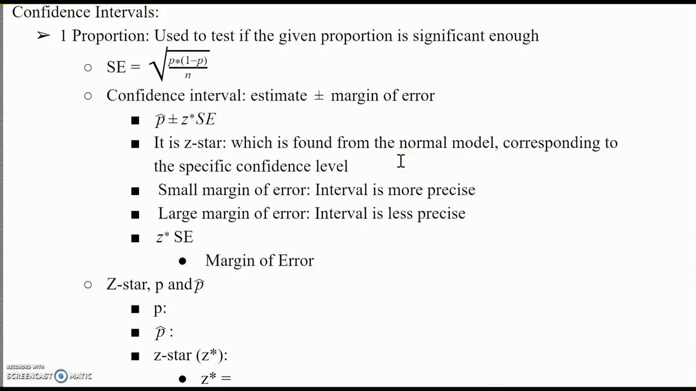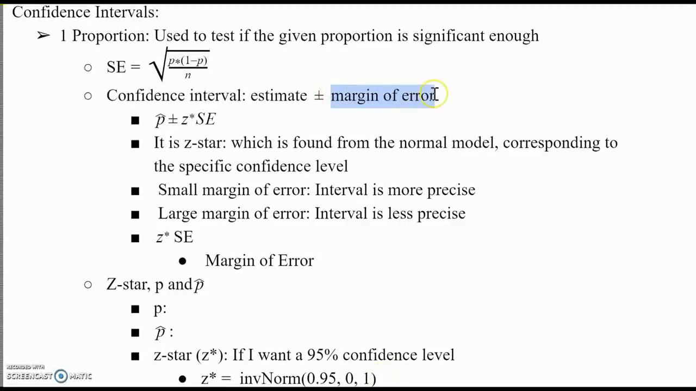But if I want a 95% confidence level, how to find z star is, either you can go and look at the table of values in your formula sheet, which your teacher will definitely talk about, or you can do inverse norm of 0.95, 0, 1, or you could do 0.05. This could give you a negative answer or positive answer. Doesn't matter. When you put it into margin of error, you will get the same answer.